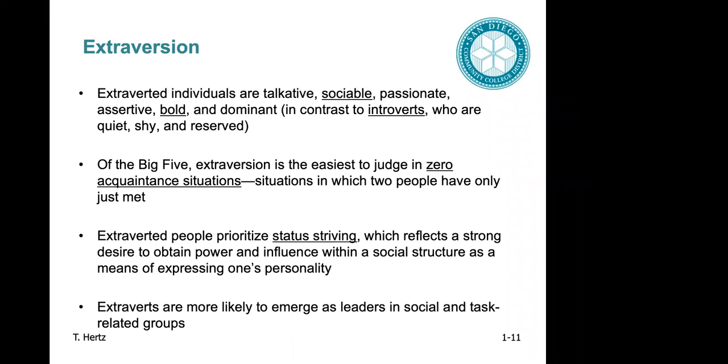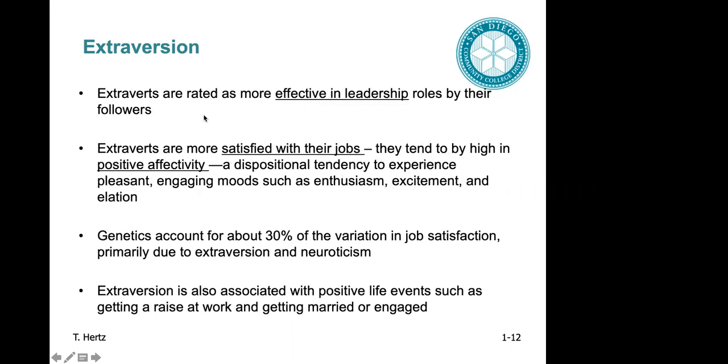The opposite on the spectrum is an introvert. Extroverts prioritize status striving. They like jobs with high status. They like power. They like to influence others. They tend to emerge as leaders in social situations, in task-related groups, in positions, in all management positions. And what's really surprising is they tend to do better in those management positions than people who are even more skilled at the job. And in fact, the subordinates tend to rate extroverts as higher in leadership, even when it may not necessarily be true. People like working with extroverts. They like being around extroverts.